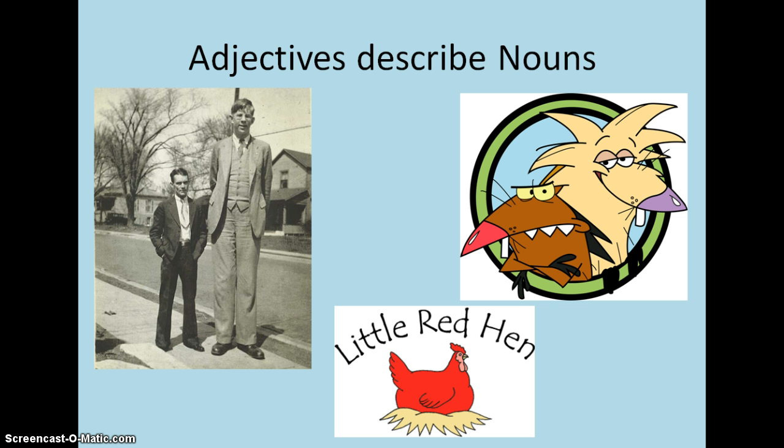Simply put, adjectives describe nouns. We have the tall man, an angry beaver, and a little red hen. So adjectives are known as modifiers. They modify nouns. So if we ask what do each of these adjectives modify, we'd be looking for the nouns.